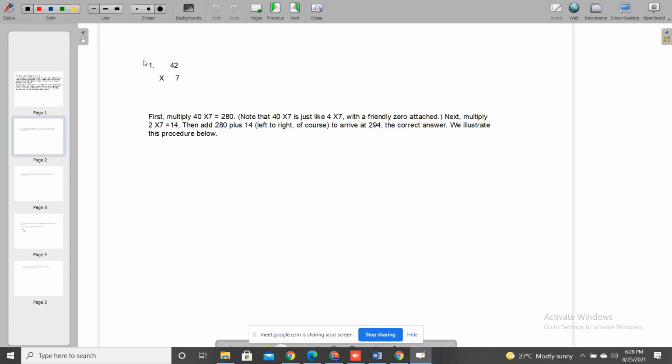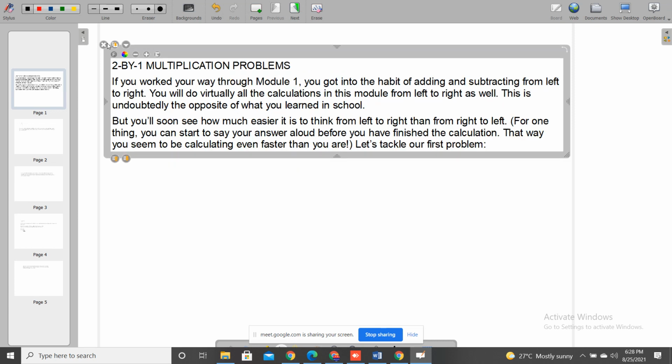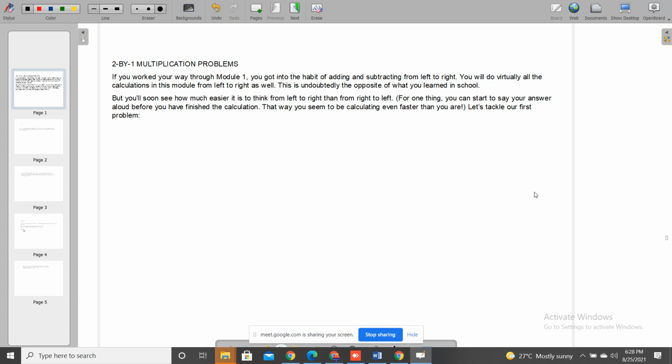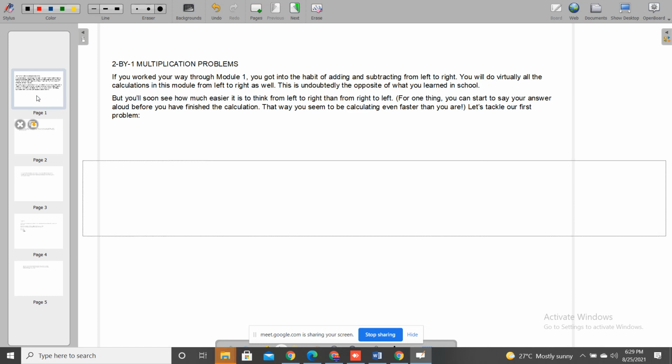So now, before we already know this, if I have this, it is 2 by 1. So we have 42 times 7. If I have this 42 multiplied by 7, can I solve? Okay, so now this one is difficult.